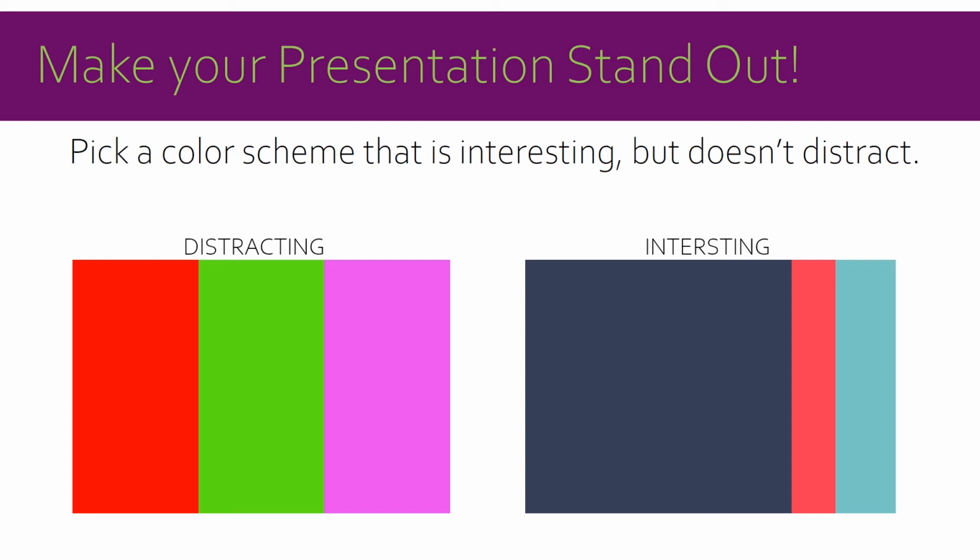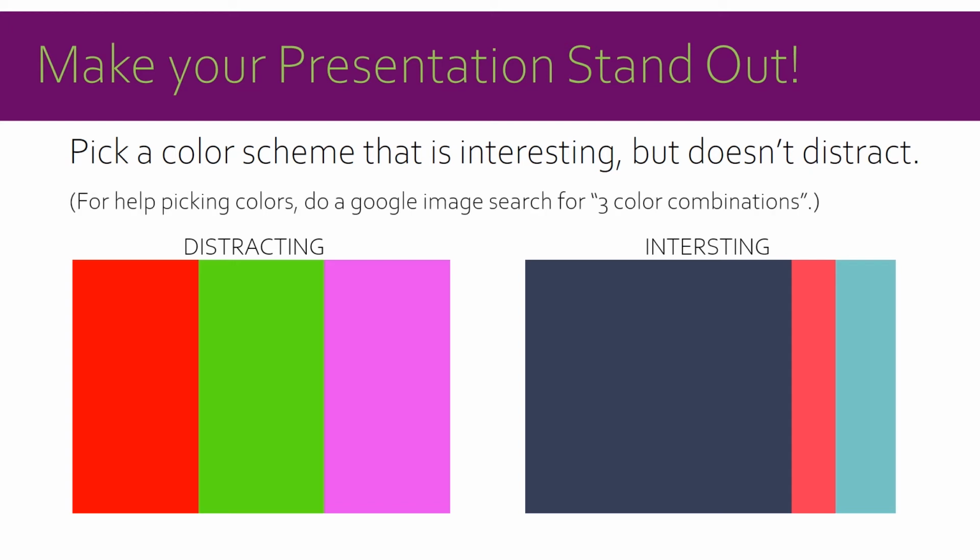If you need help picking colors that go together, you can do a Google image search for 3 color combinations, and it will come up with a whole bunch of colors that designers have said go together. I'm not a designer, so I do this Google search a lot when I'm making presentations. And sometimes it takes me a few times to pick out what color I actually want to use.